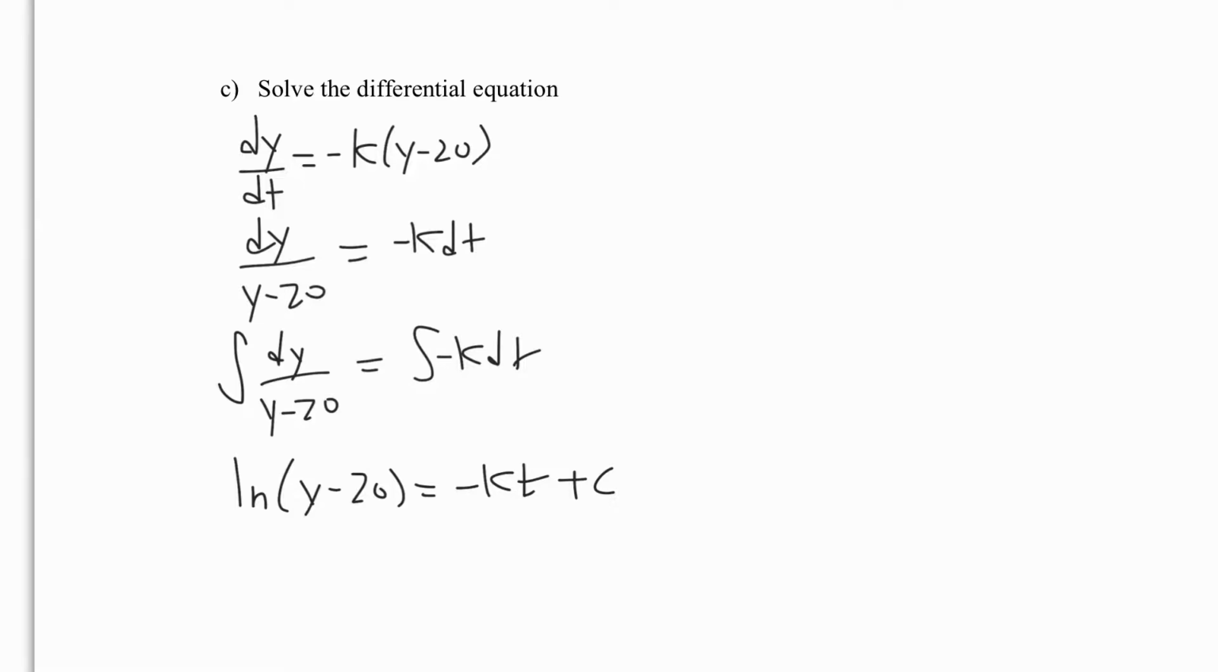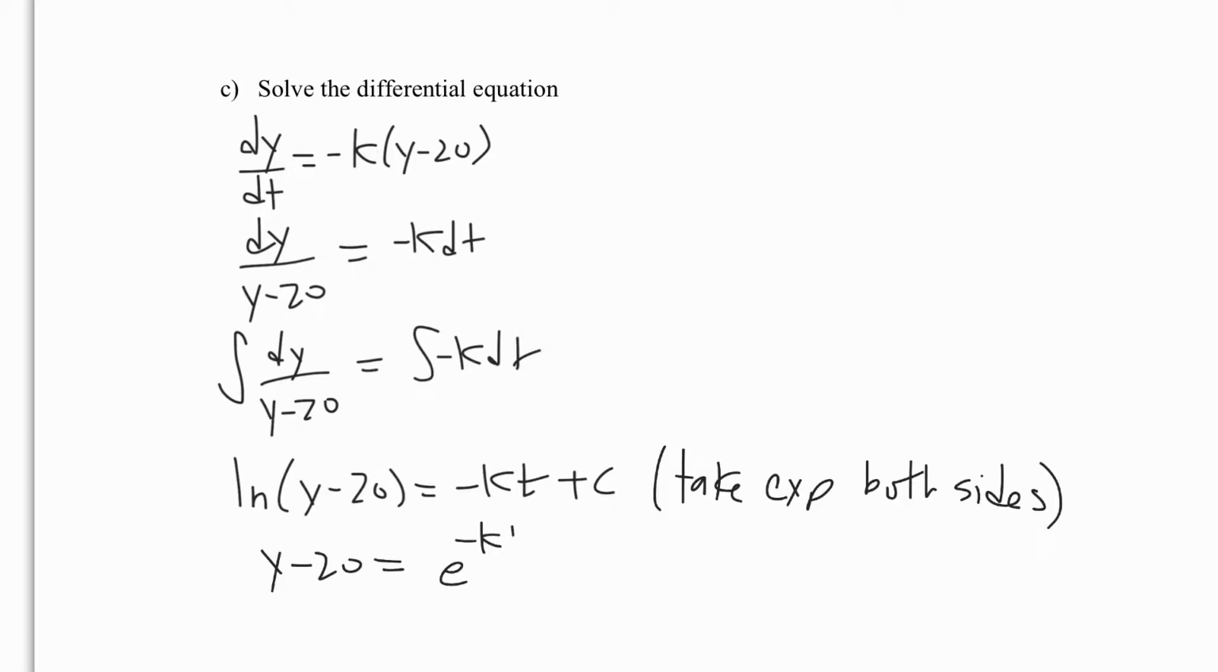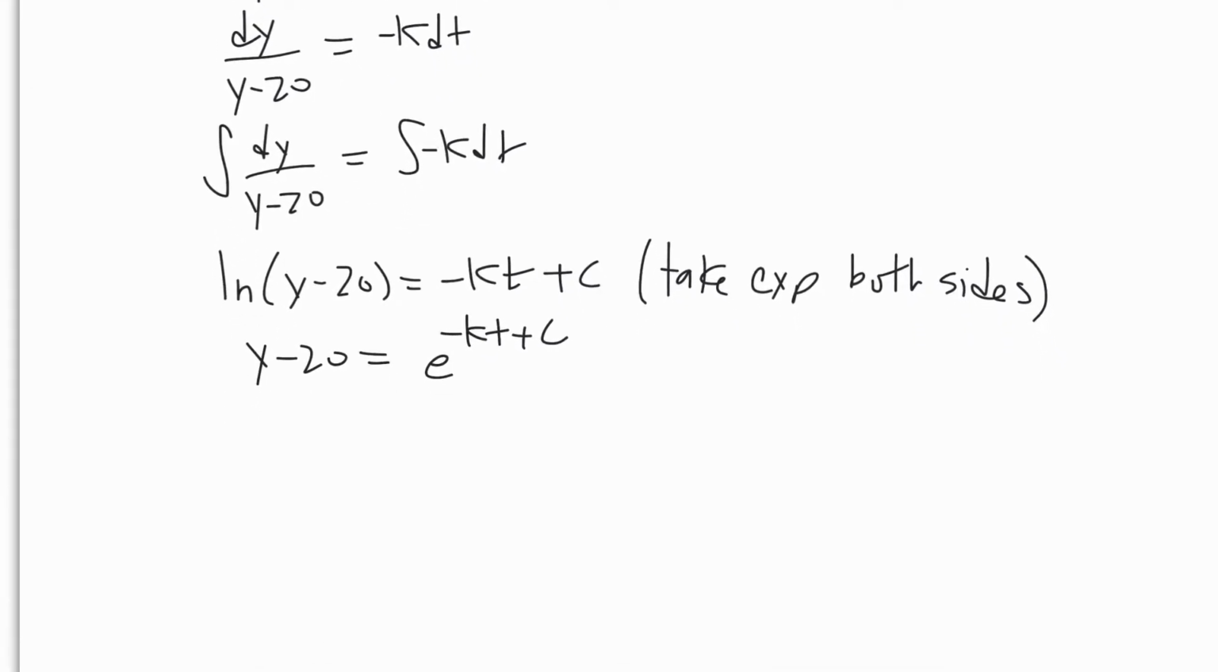All right, so let's go ahead and isolate for y. I'm going to take e of both sides, so I'm going to take exp of both sides. That will give me y minus 20 equals e to the negative kt plus c. And we can finally move that 20 over to give us y equals e to the negative kt plus c, plus 20.